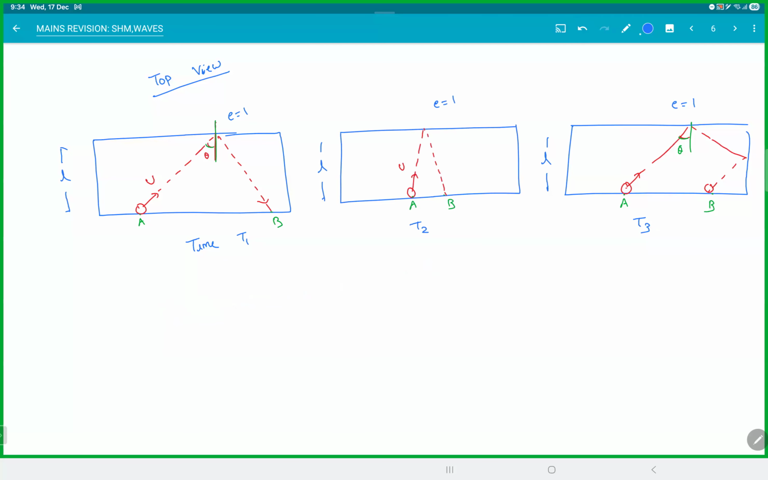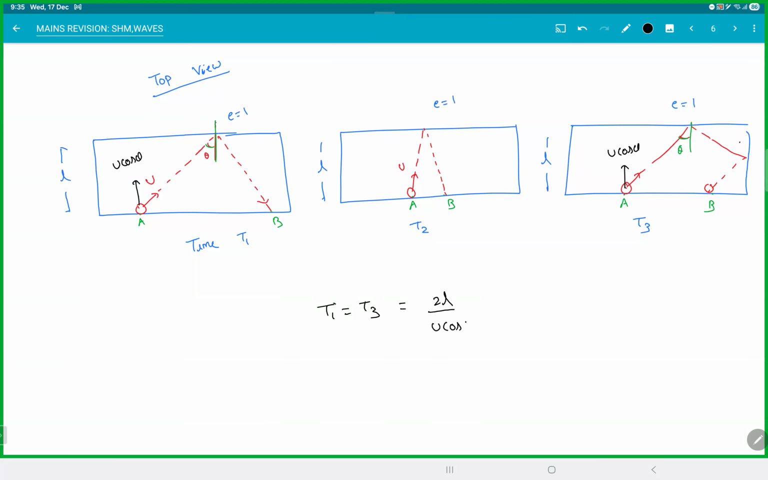Now see, end of the day, if that is theta, this component is u cos theta. This component is also u cos theta. During a collision, what changes? When you hit the ceiling, only the vertical component will reverse. When you hit the side wall, only the horizontal velocity will change. So when you're hitting the side wall, the vertical component won't change. So T1 must be equal to T3. And you can calculate that value also, which is 2L by u cos theta.